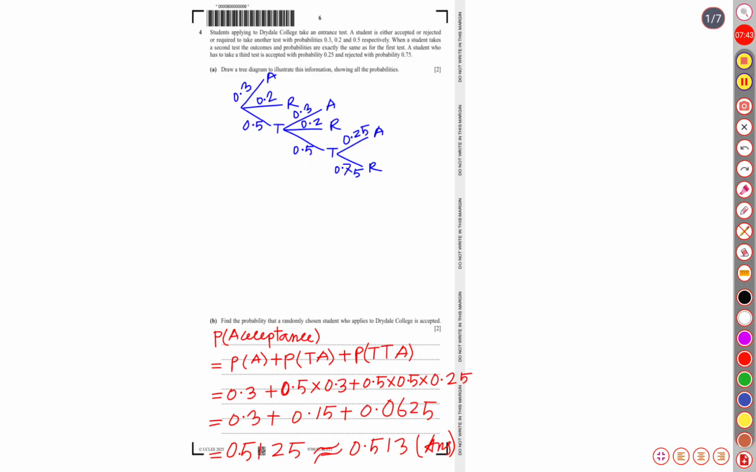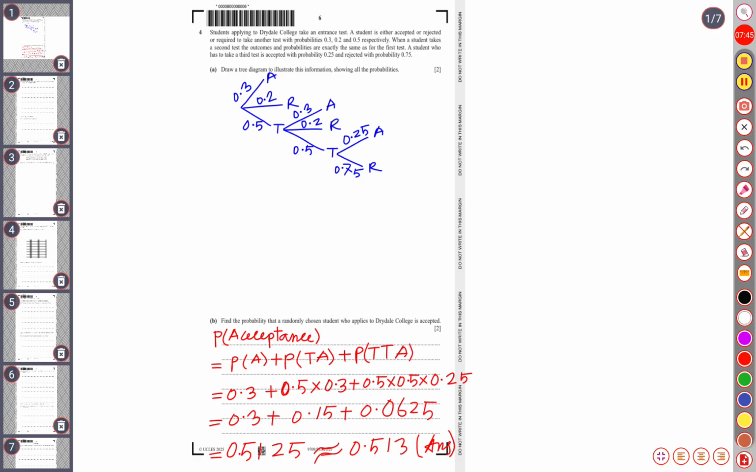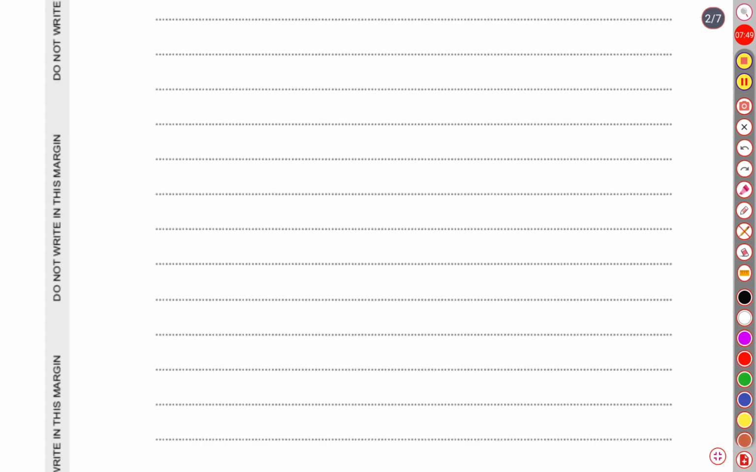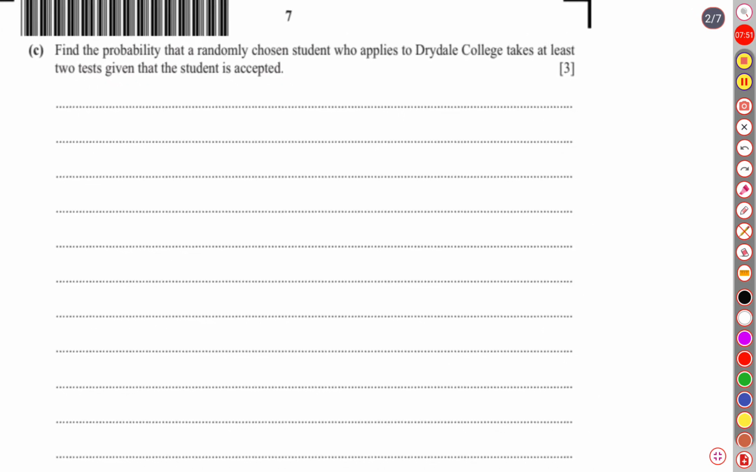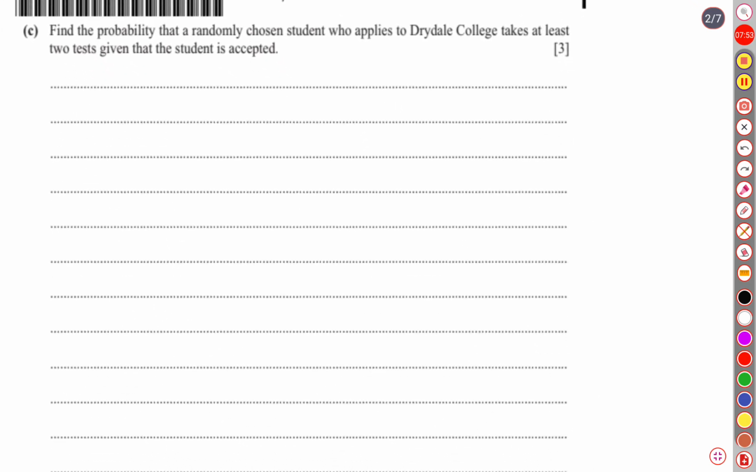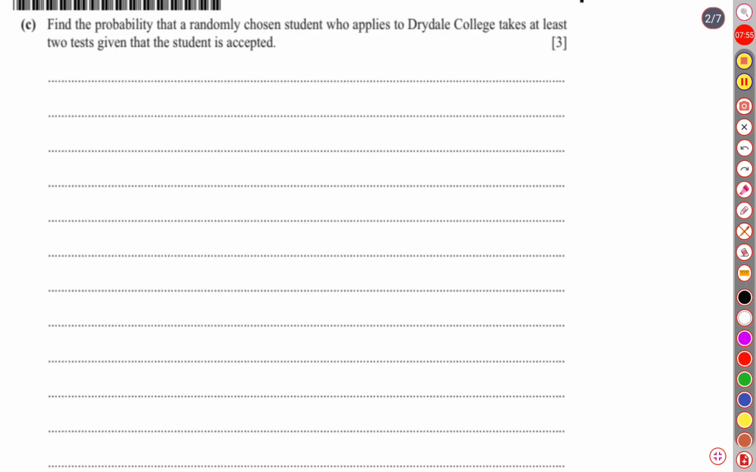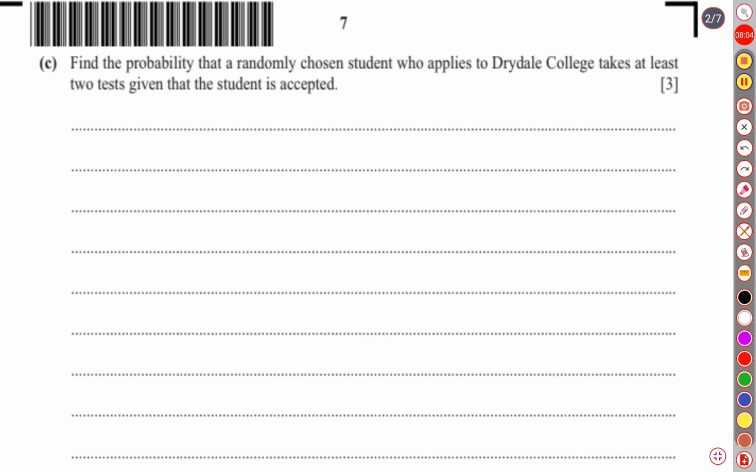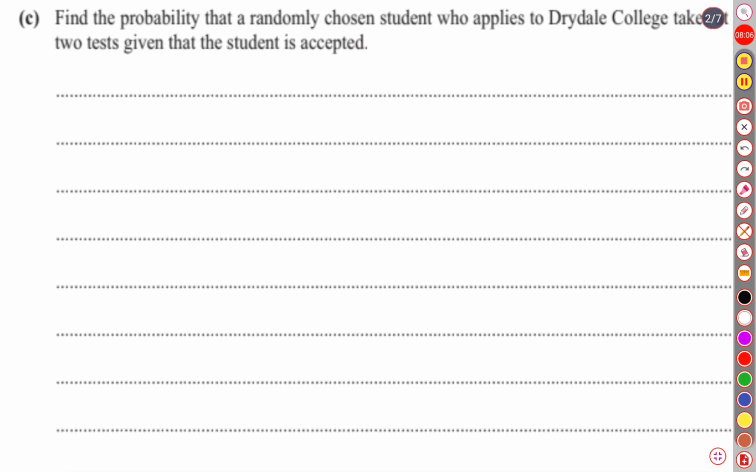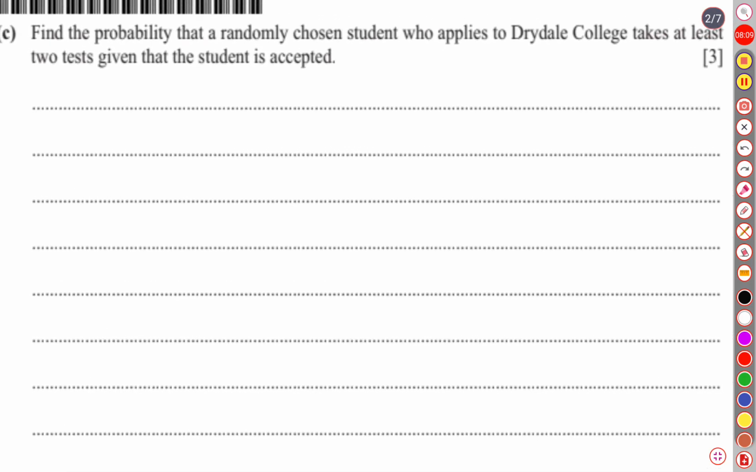Question C is printed on the next page. Let's see what it says. It says: find the probability that a randomly chosen student who applies to Drydale College takes at least two tests, given that the student is accepted. So first of all, what will we find? We will find that he was accepted.